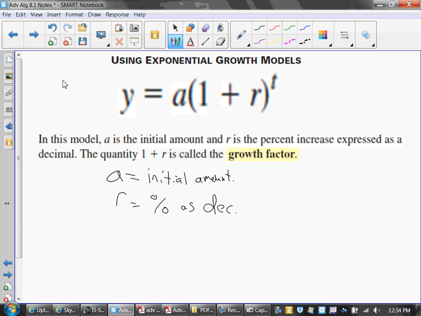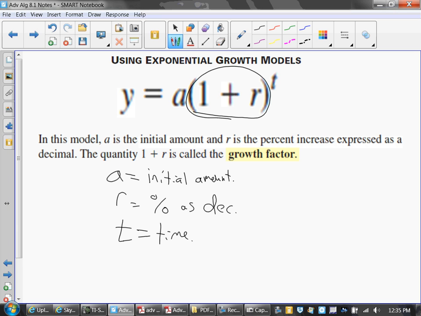So if I say it's 15%, what is that as a decimal? 0.15. Okay. And then t is always time, and usually it's in years. What they'll do here is they're going to take this part here, 1 plus r. They call that the growth factor.